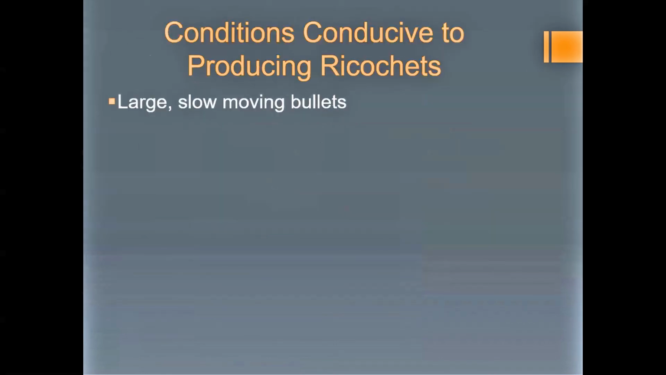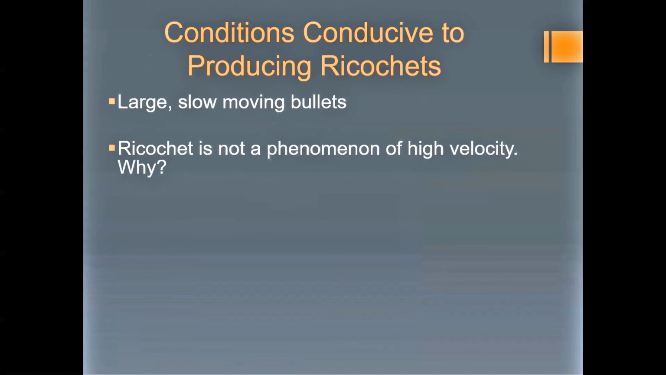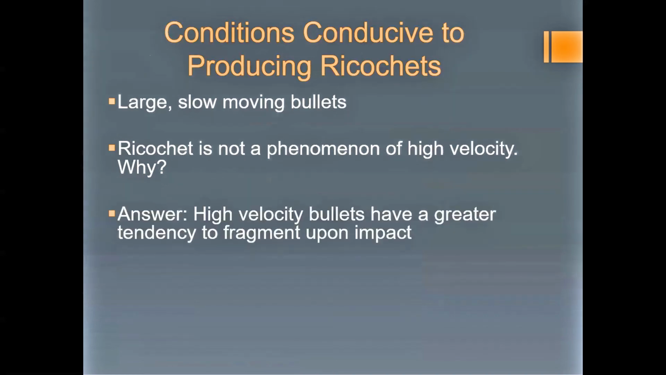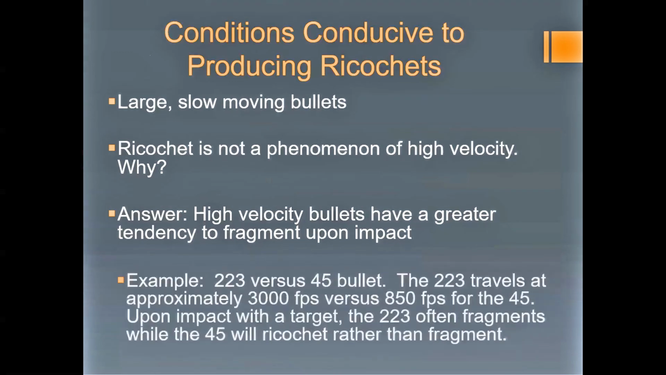So how does a ricochet happen? What are the optimum conditions for producing a ricochet? The preferred bullet is a large, slow moving bullet. So think about a 45, right? It's not a function of high velocity, because high velocity bullets have a greater tendency to fragment upon impact.